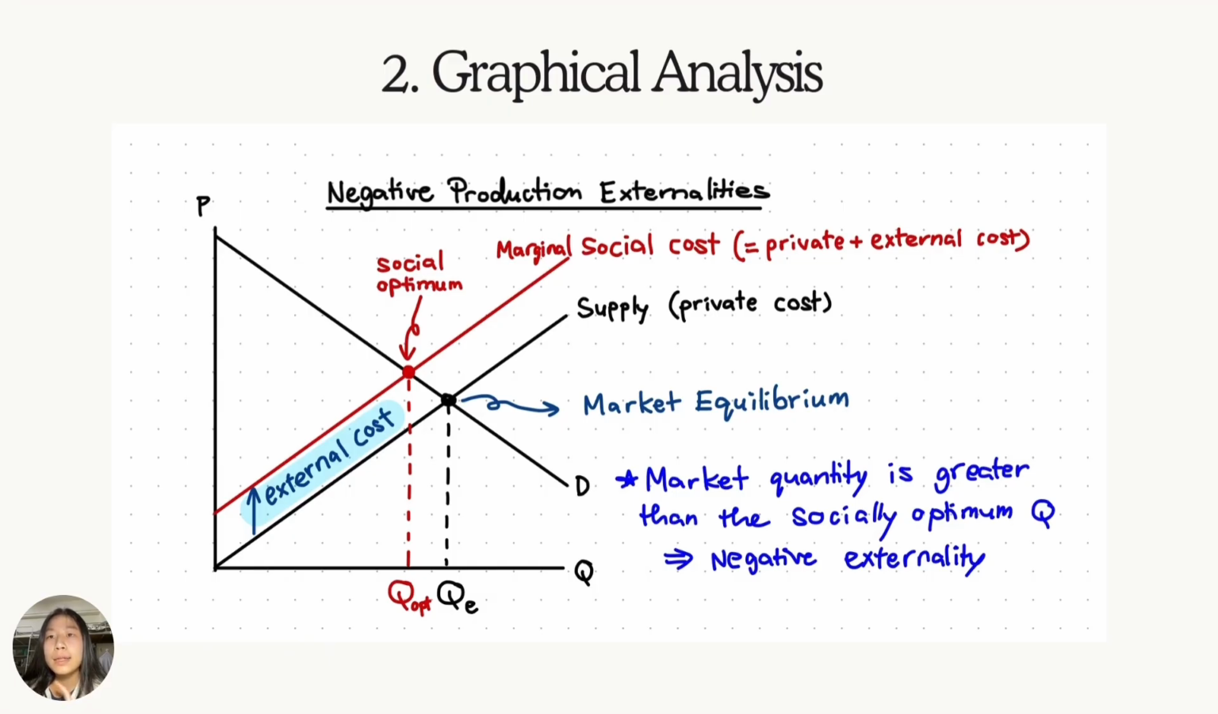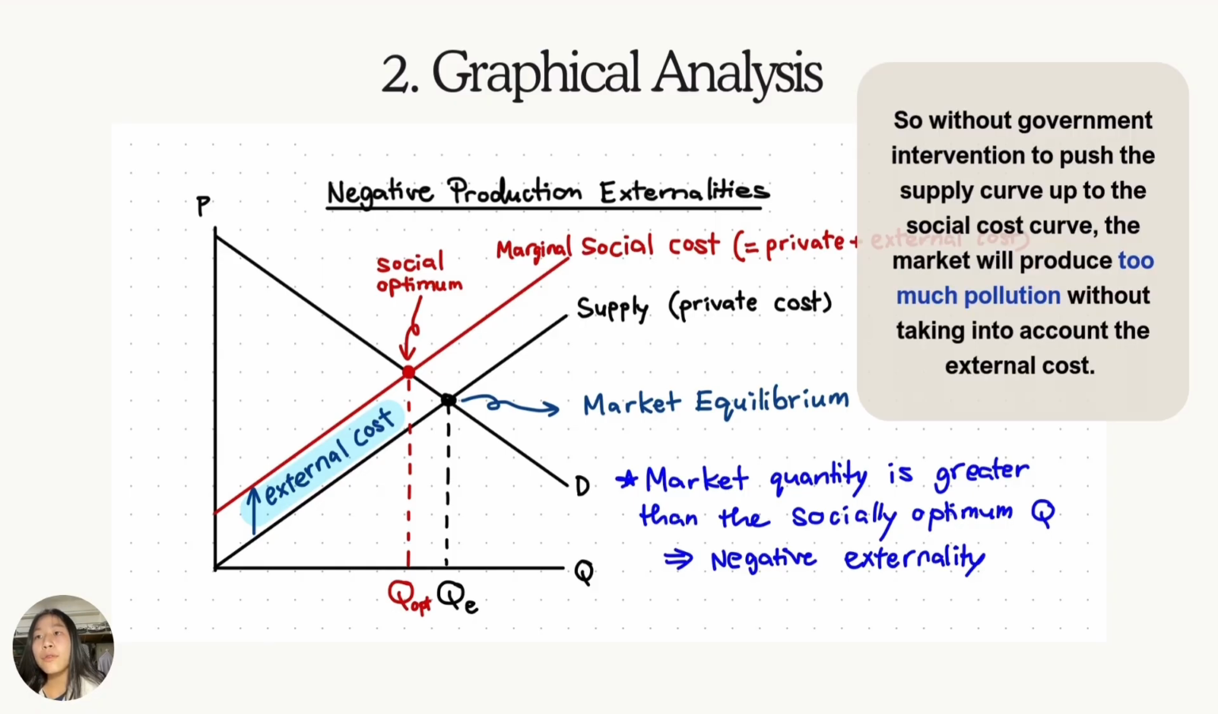When this curve intersects with the demand curve, it shows the socially optimum quantity and price. We have to note that the market quantity is greater than the socially optimum quantity, which is a typical negative externality. So without government intervention to push the supply curve up to the social cost curve, the market will produce too much pollution without taking into account the external cost, the pollution.